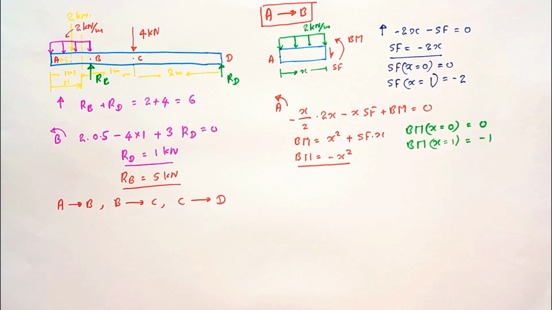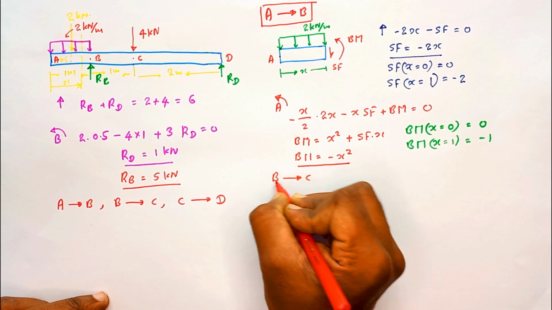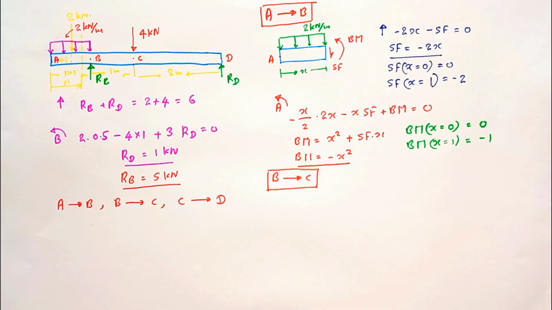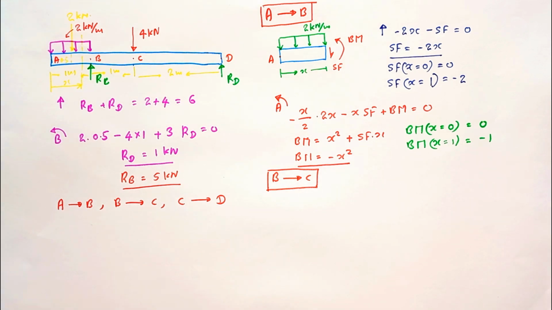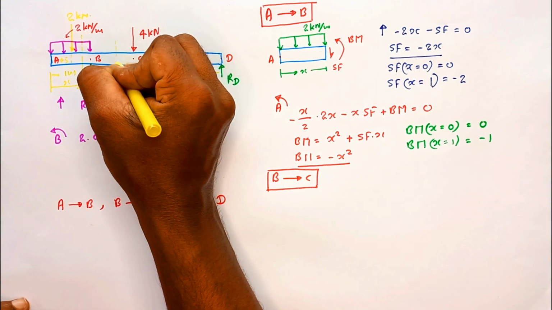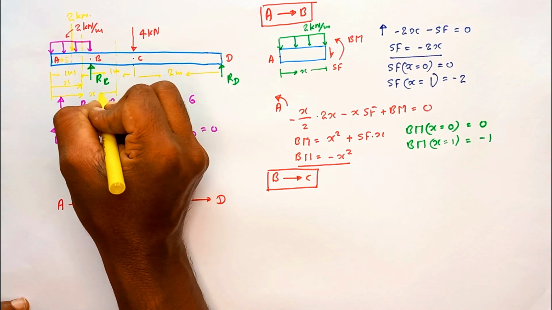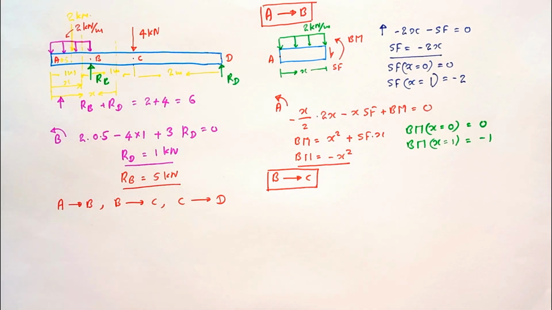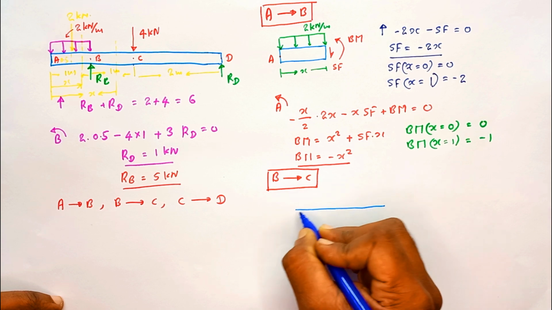Okay, then we are going to consider the B to C region. To obtain the equation for the B to C region, I am going to introduce an imaginary cut between B and C at x distance from the left hand side end. Then I am going to consider the left hand side beam part. Let me draw the free body diagram for this left hand side beam part.